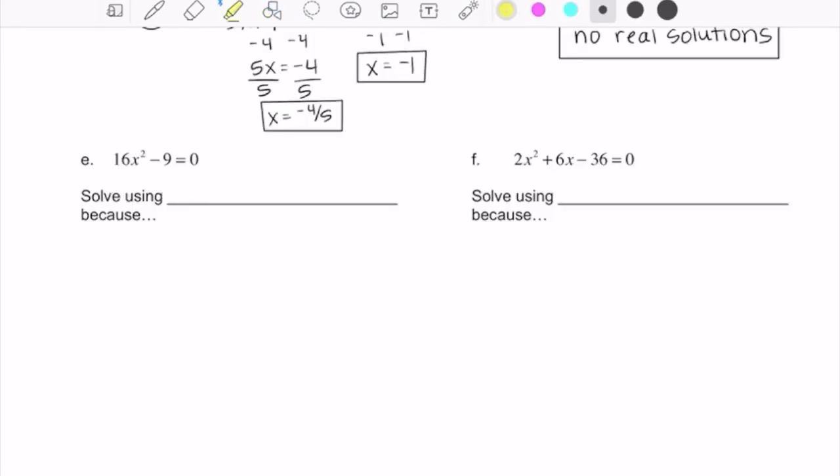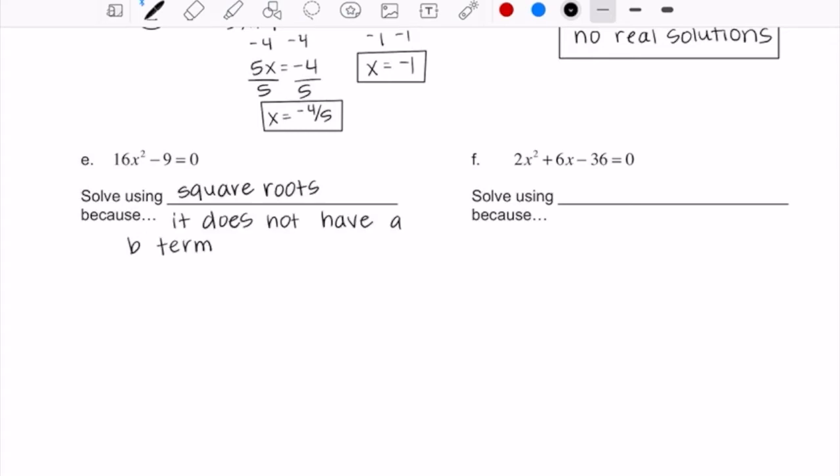All right, last two. So on example E, notice that this equation does not have a b term, and so because it does not have a b term, I'm going to solve it by the square root method. And so again, anytime the equation doesn't have a b term, the square root method will probably be the easiest method to use to solve it.